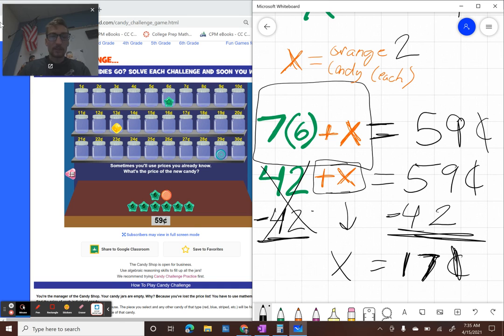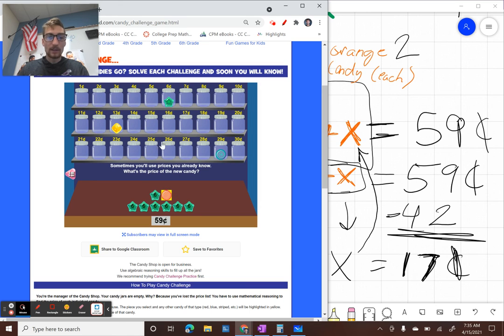All right, let's go ahead and see if that works. Well, we know it works if we plug it into the equation because 42 plus 17 does equal 59, but let's just make sure by putting it in the jar.